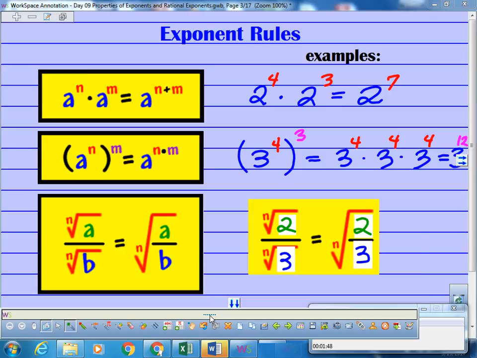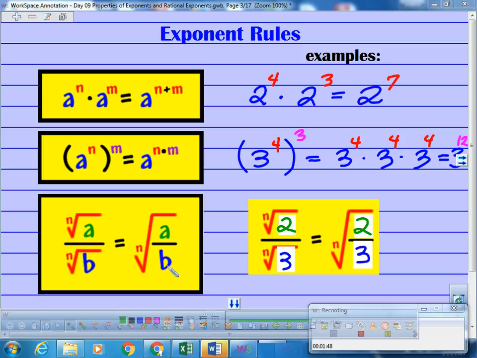So if I have a fraction that has a radical in the numerator and a radical in the denominator, as long as they have the same index, I can change it so they're both underneath the radical. Yes, sir. So you can never cancel them out? You can never cancel, unless they're simplifiable underneath here. That's sometimes why we use that rule.